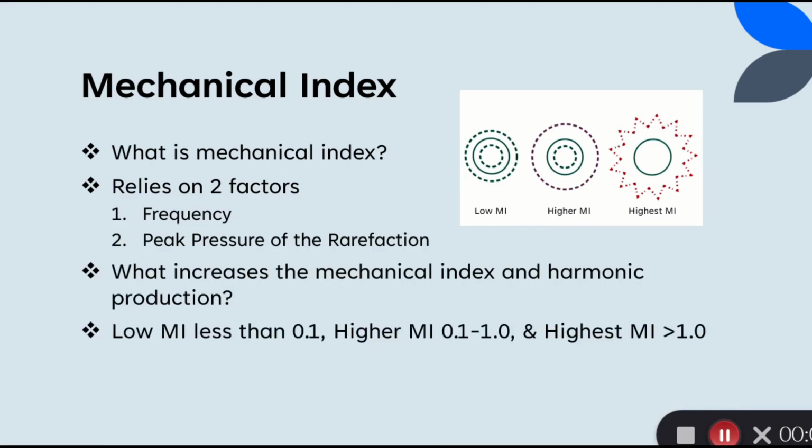Mechanical index is a number that allows for the estimated amount of contrast harmonics produced. Mechanical index relies on 2 factors. First, frequency. Second, peak pressure of the rarefaction. Harmonic production and mechanical index increase with lower frequencies and stronger sound waves, and decrease with higher frequencies and weaker sound waves. Low mechanical index sound beams do not create harmonics because the microbubbles act in a linear fashion.